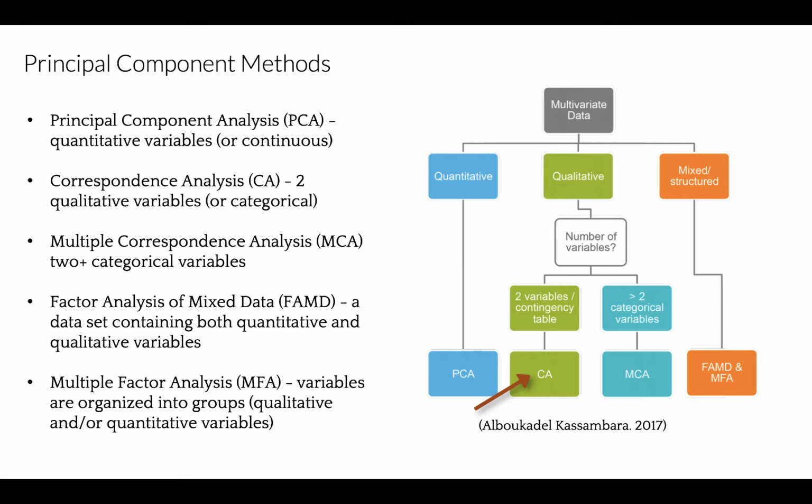Correspondence analysis, CA, is an extension of principal component analysis for analyzing a large contingency table formed by two qualitative variables or categorical data. We have multiple correspondence analysis, MCA, which is an adaptation of CA to a data table containing more than two categorical variables.